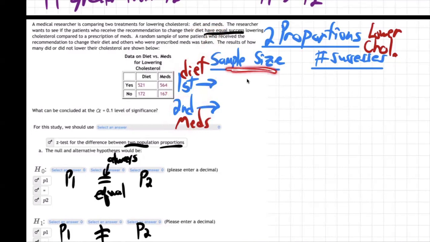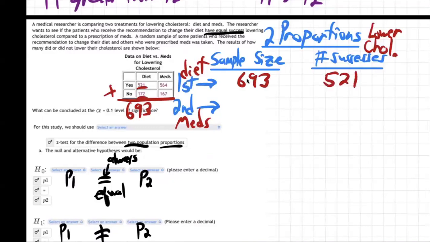So the question is, what's the sample size for the diet group? Well, for the diet group, we're going to have to add these up. This will be 693. I just added up this number and this number. 693. That's the total number of people in the diet group. And how many of those were successful? 521, right? They were yes, they lowered their cholesterol among the diet group.